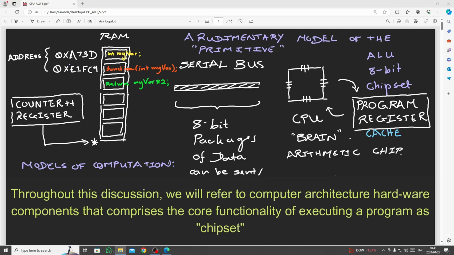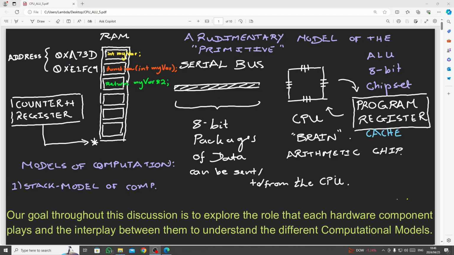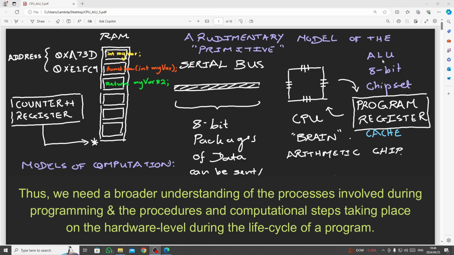Throughout this discussion, we will refer to computer architecture hardware components that comprise the core functionality of executing a program as chipset. Our goal throughout this discussion is to explore the role that each hardware component plays and the interplay between them to understand the different computational models. Thus, we need a broader understanding of the processes involved during programming and the procedures and computational steps taking place on the hardware level during the lifecycle of a program.